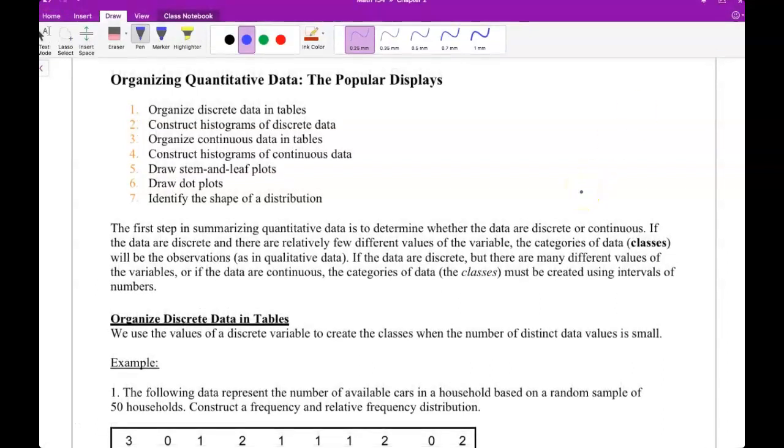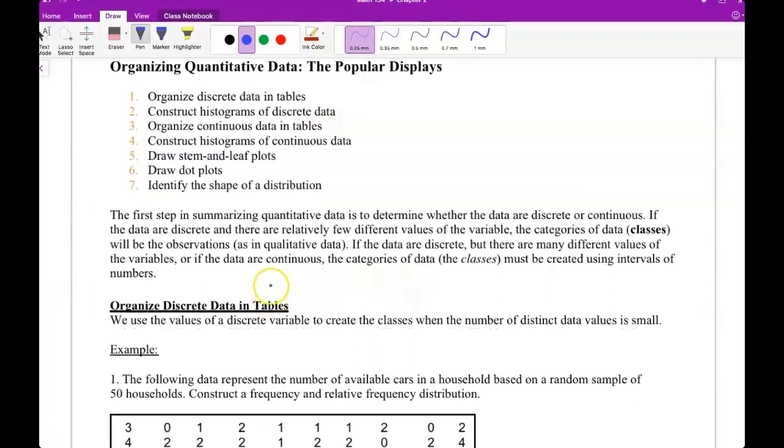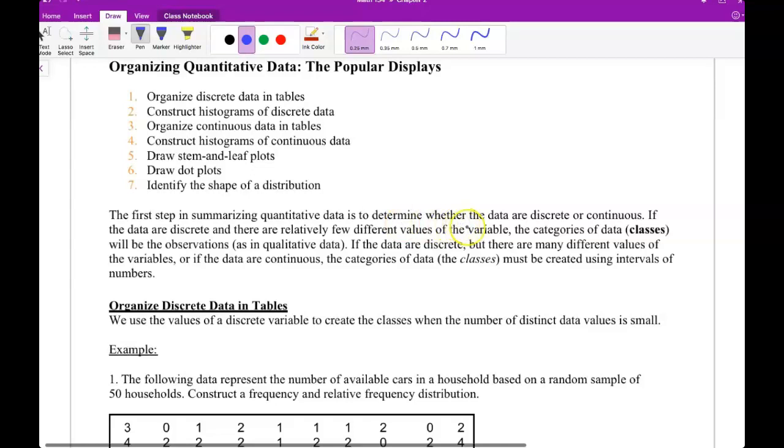Hello everyone. In this part we have quantitative data. The first step in summarizing quantitative data is to determine whether the data are discrete or continuous. If the data are discrete and there are relatively few different values of the variable, the categories of data, or classes, will be the observations. That was for when our data are discrete.